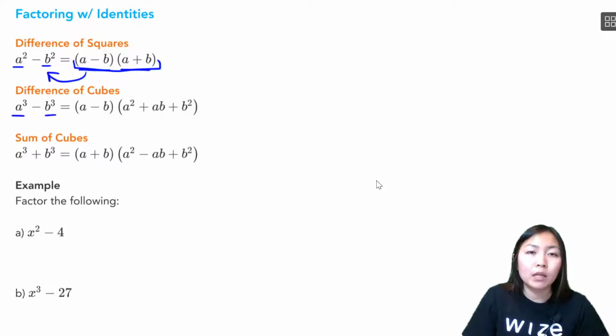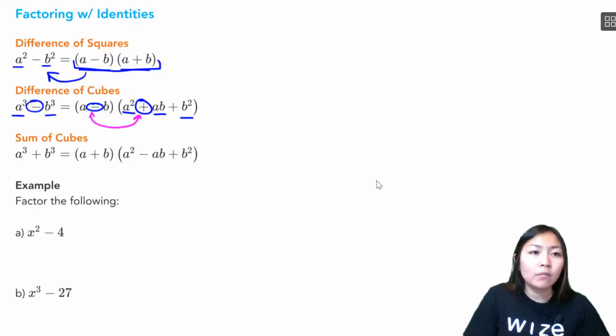Difference of cubes looks like this. A cubed minus b cubed. Since it's a minus, our first term is going to have a minus. It's a minus b. And the second term, they're all going to be positives. So it's a squared plus ab plus b squared. Okay, so the signs here, these are opposite signs.